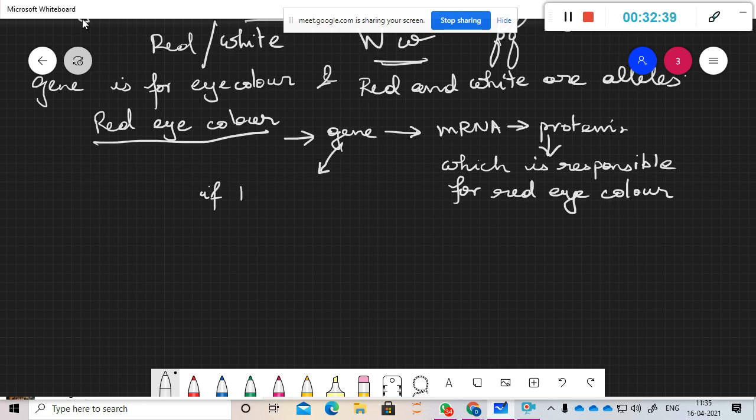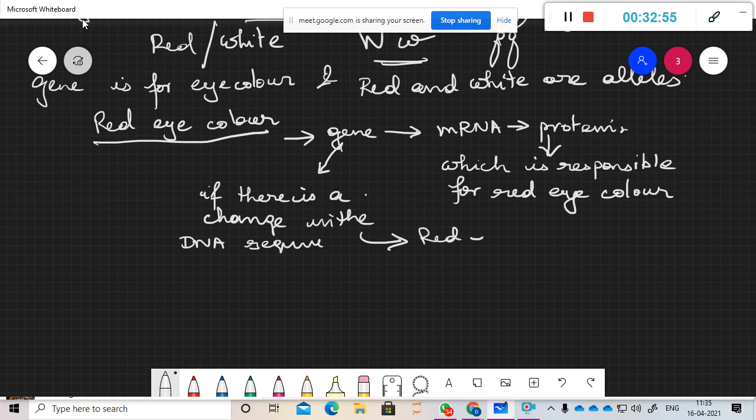if there is a change in the DNA sequence, it can very well be that red eye color is not made. Absence of red, it becomes white.